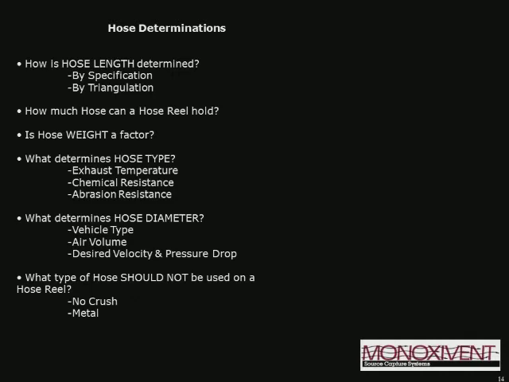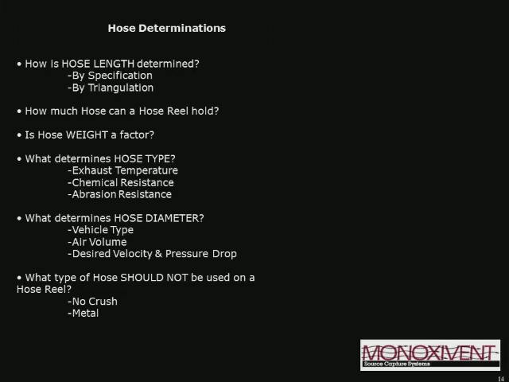What determines hose type? Well, certainly exhaust temperature. We run from 350 degrees all the way up to 2,000 degrees. So we have to make sure that we pick the right hose for that particular application. Chemical resistance plays a role in the type of hose that we'll use, and also abrasion resistance. So if this is on a hose reel and it's going to be above the ground all the time, that would be one set of circumstances. But if it's going to be dragged across the floor, or it's going to be dragged over sharp tool kits and things like that, well, then we're going to want a different type of hose for those applications.